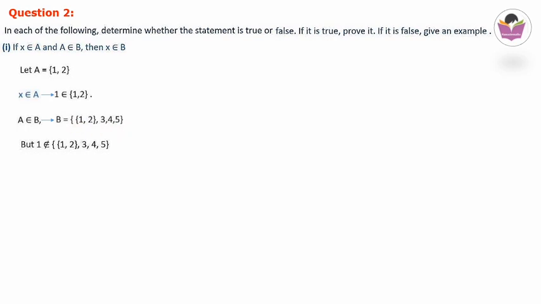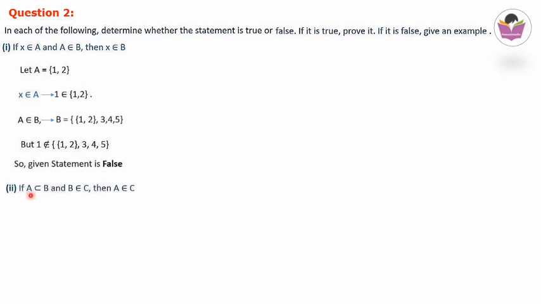Okay, so 1 is not an element of set of 1, 2, 3, 4, 5. Sometimes you may feel that 1 is here. No, this 1 is a part of this set A. So here 1 is not an element of set of 1, 2, 3, 4, 5. So the given statement is false. We have given the example also. Through an example only we have proved that the given statement is false.